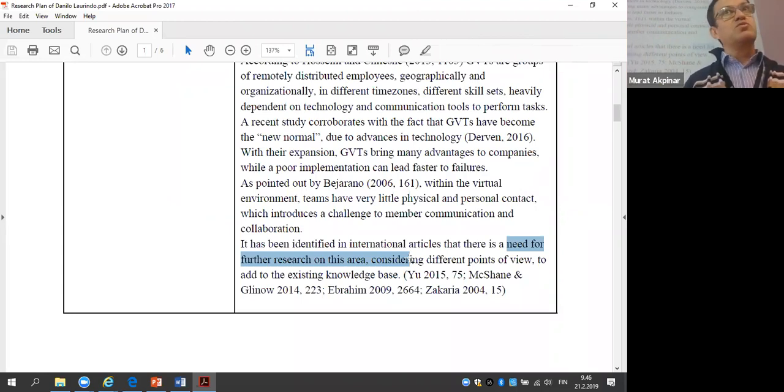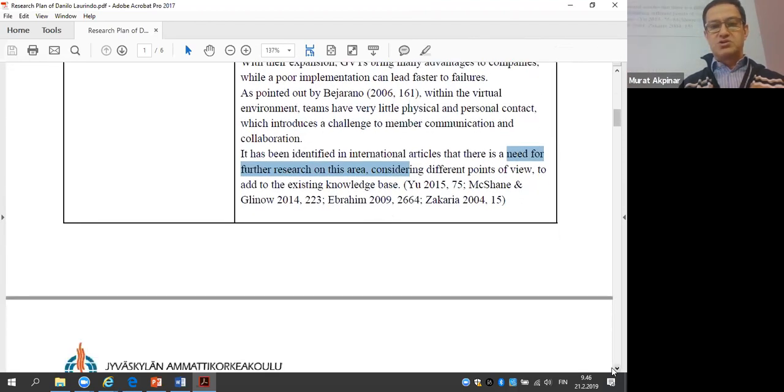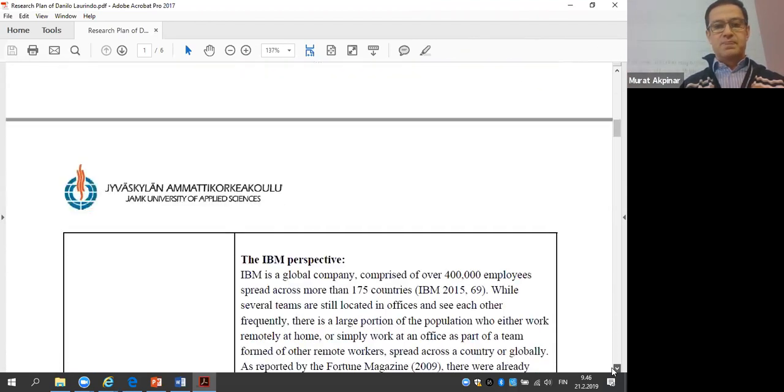So if you review the recent latest articles, you may get some ideas about what kind of research you may undertake for your own thesis. So here we see that based on the literature, there are suggestions for conducting further research in this area.